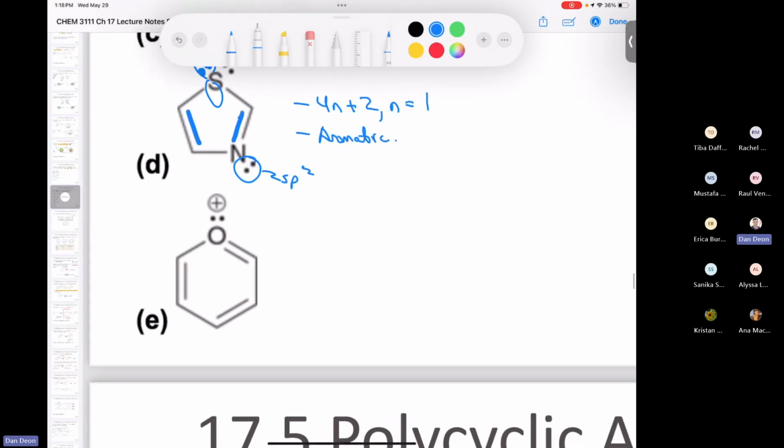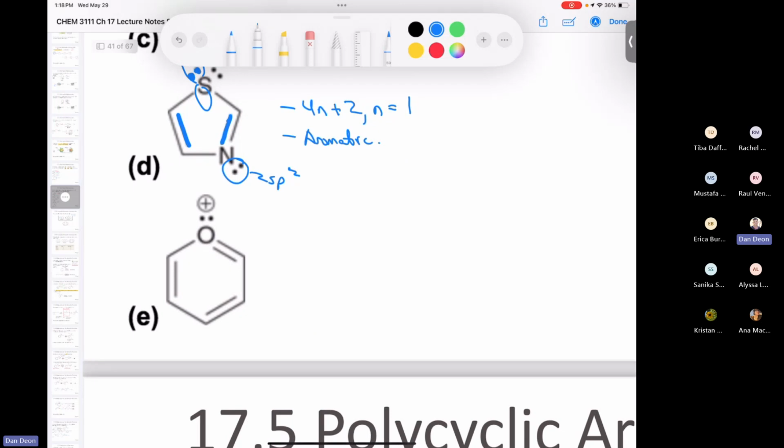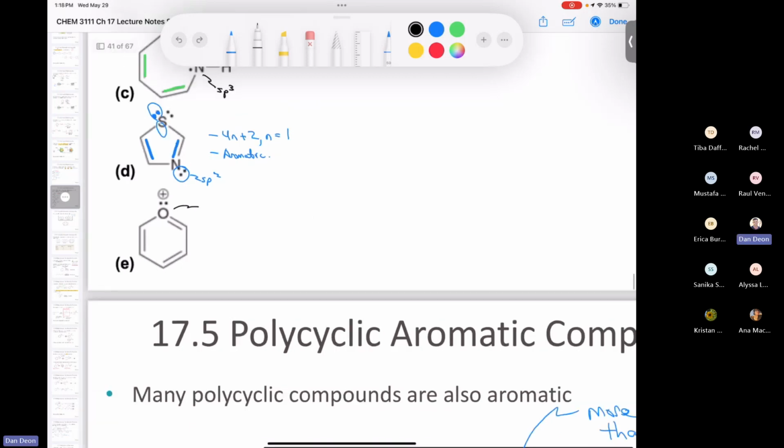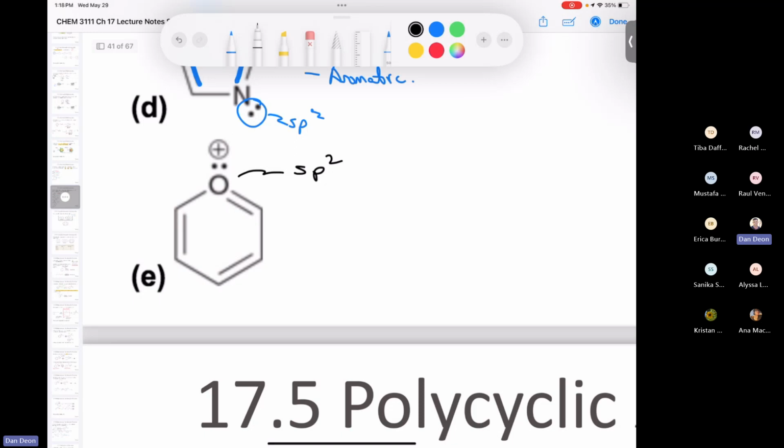So the last question is this six-membered ring. We have an oxygen with a positive charge. Now, what is the hybridization of the oxygen? It has a steric number of 3, right? A lone pair, a double bond, and a single bond. Therefore, the oxygen is sp2 hybridized. We know that there is a p orbital on the oxygen, right? Because you have a pi bond right here. That's how pi bonds are formed. It's from the side-to-side overlap of p orbitals.